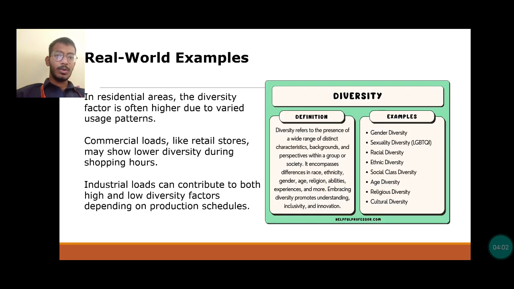Real world examples. In residential areas, the diversity factor is often higher due to varied usage patterns. Commercial loads like retail stores may show lower diversity during shopping hours. Industrial loads can contribute to both high and low diversity factors depending on production schedules.